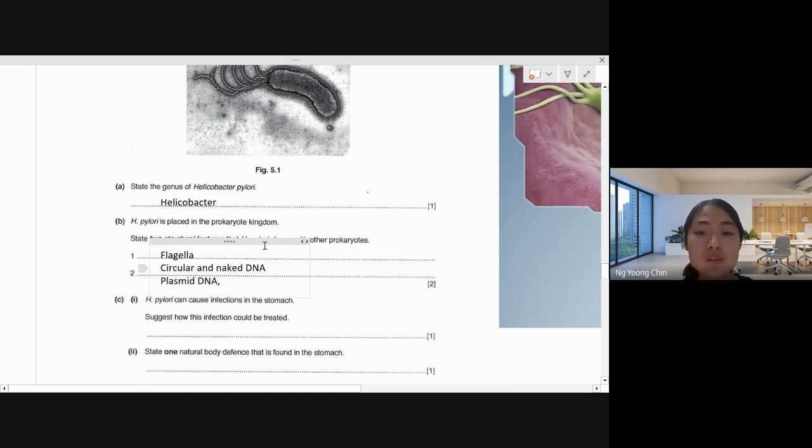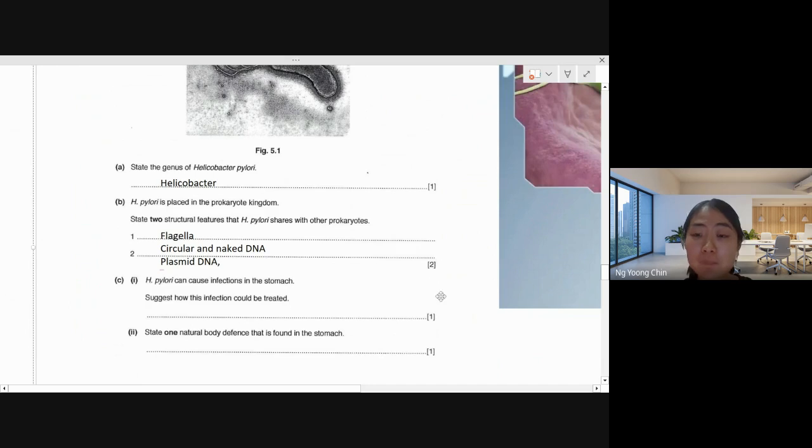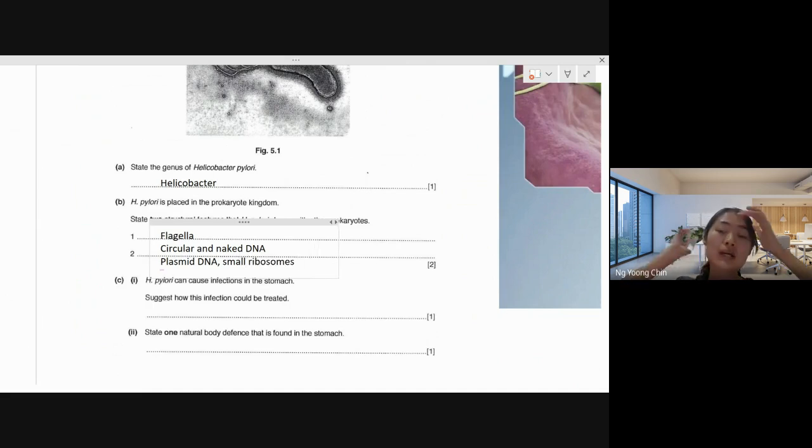And or they have plasmid DNA. So you just answer based on the marks given in the question. If they just give 2 marks, you write the answers, flagella and the circular DNA is enough already. But you can write more than that. Because now you are still in the learning process, so I would prefer you write more than that. Okay, you have the small ribosome inside the prokaryote. Always remember that both prokaryotes and eukaryotes contain ribosomes, yeah?